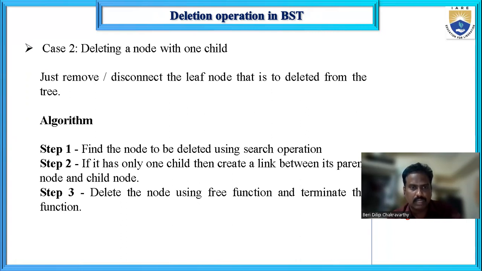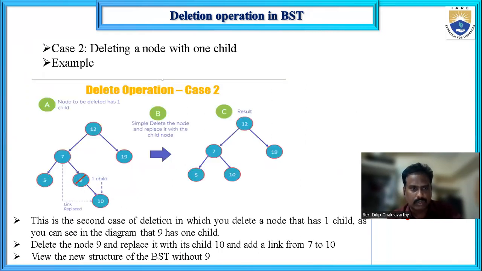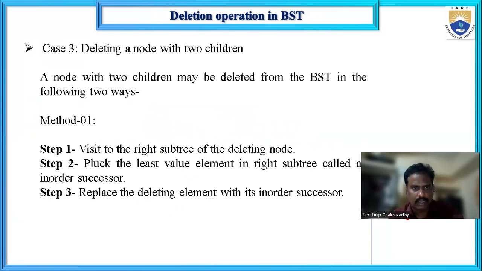Okay, we'll see with an example. Observe here, 9 has one child, 10. So if I'm trying to delete 9, I simply delete 9 and put a link between 7 and 10. Now my tree becomes like this. So simply I'm deleting the 9.